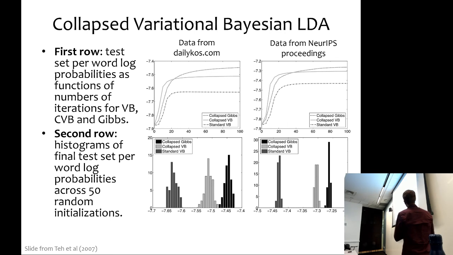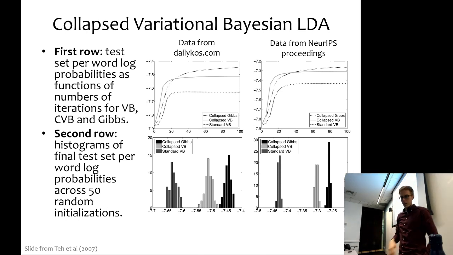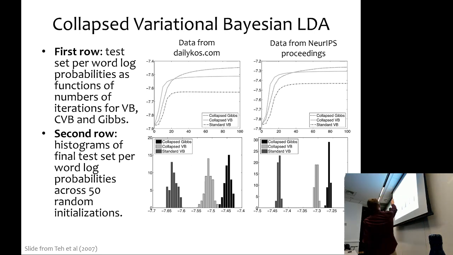Okay, so here are some results on two different data sets. The first data set is from dailycodes.com, and the second is from the Proceedings of the Conference NeurIPS, which is one of the largest machine learning conferences at present. There are two kinds of plots here. Let's look at the first row of plots. The first row is showing the log probabilities of the actual words under the models as a function of the number of iterations for three models: standard explicit variational Bayes, collapsed variational Bayes, and collapsed Gibbs.